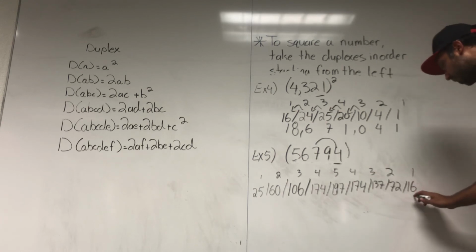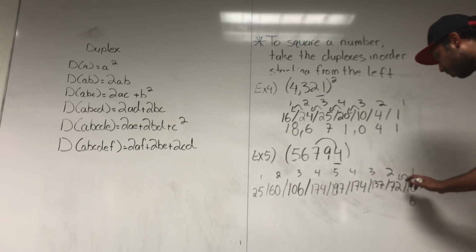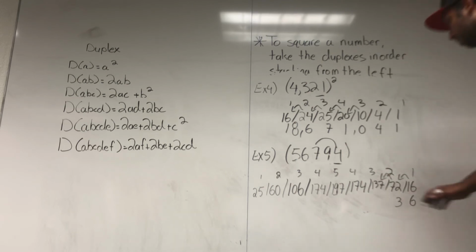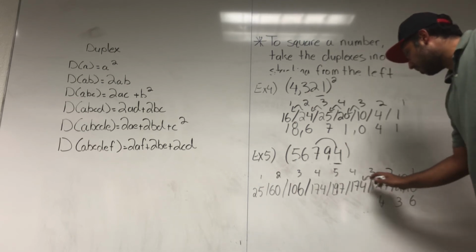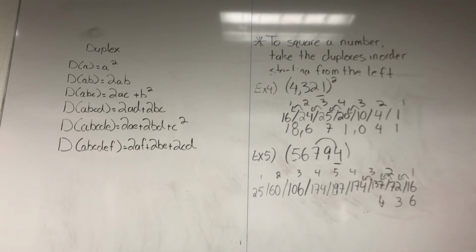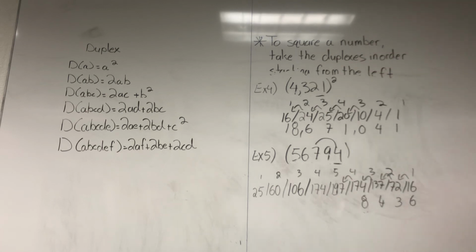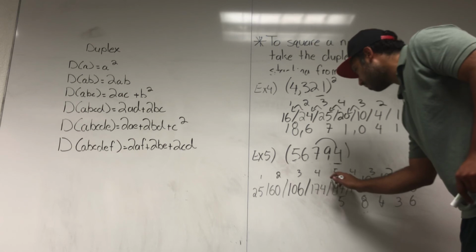So keep the units digit, carry the tens digit. 6, carry over 1, I get 3. Carry over 7, I get 144. So I get 4, carry the 14. 174 plus 14 is 188. So I write down 8, carry the 18. What's 197 plus 18? That's 215. So I write down 5, carry the 21.